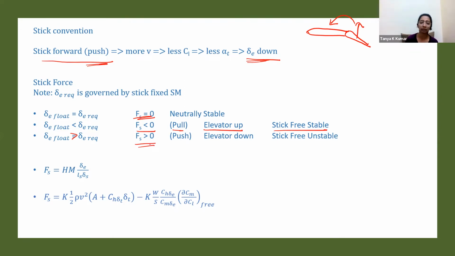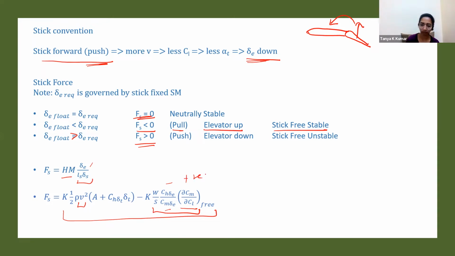Okay. Now the stick force is given by the next 2 equations, where HM is hinge moment, delta is elevator deflection, and these parameters are the moment arm and the area. Now, while expanding and deriving the stick force, you get this entire term. We know that the first term is the only term that depends on velocity. In the second term, your CH delta E is negative, CM delta E is negative, DCM by DCL is also negative. So this entire term comes to negative, and there's a negative sign here, so this thing is positive.